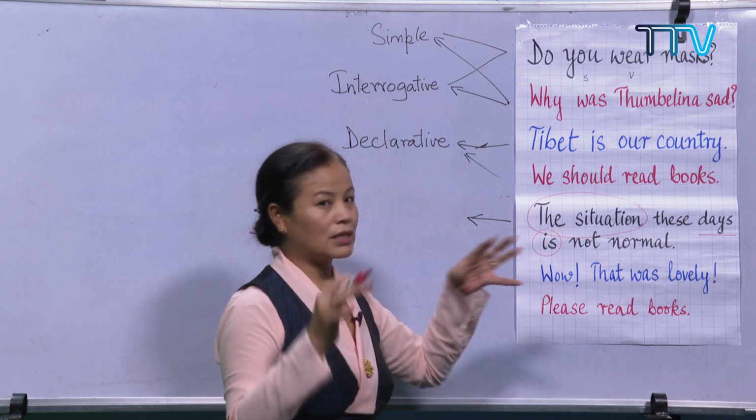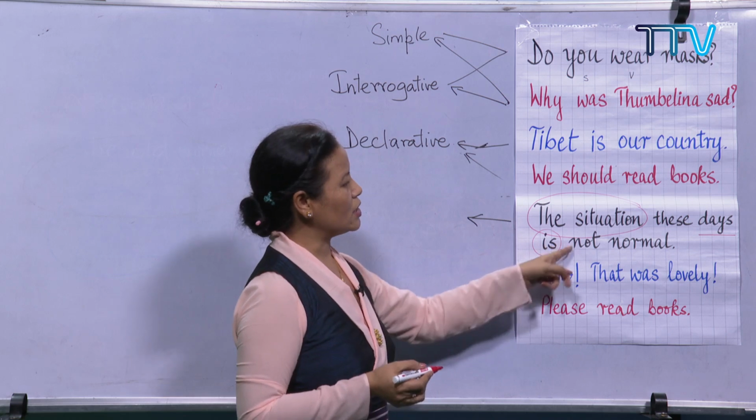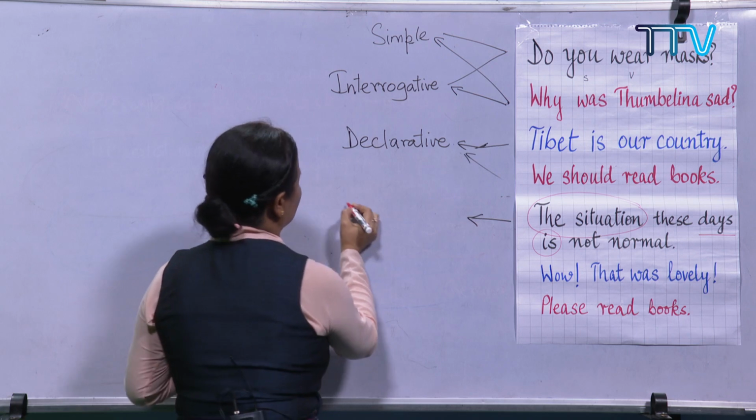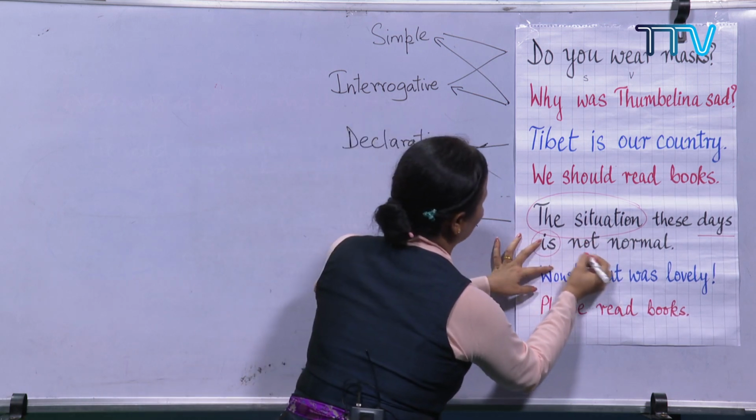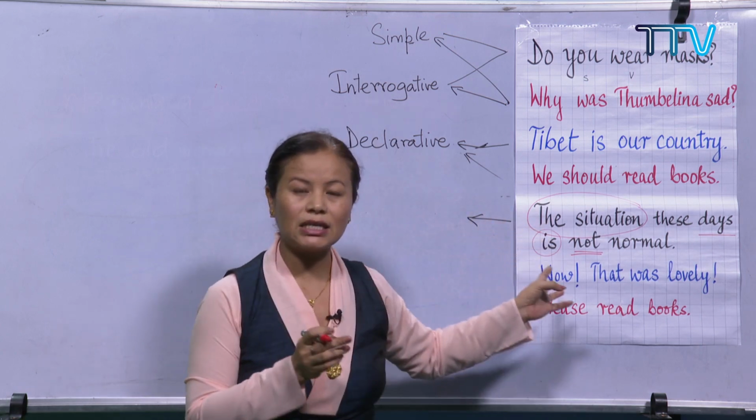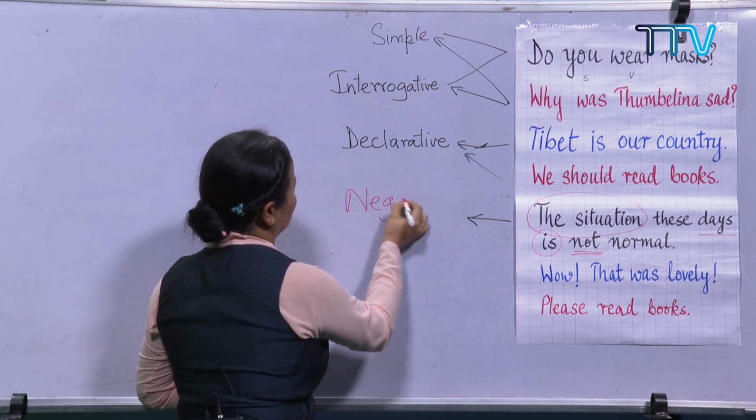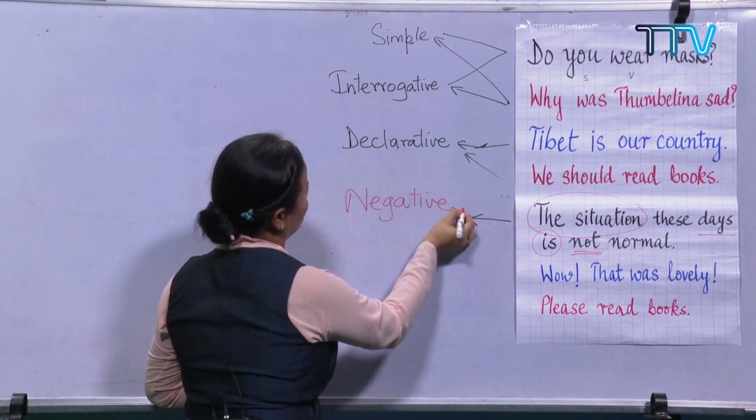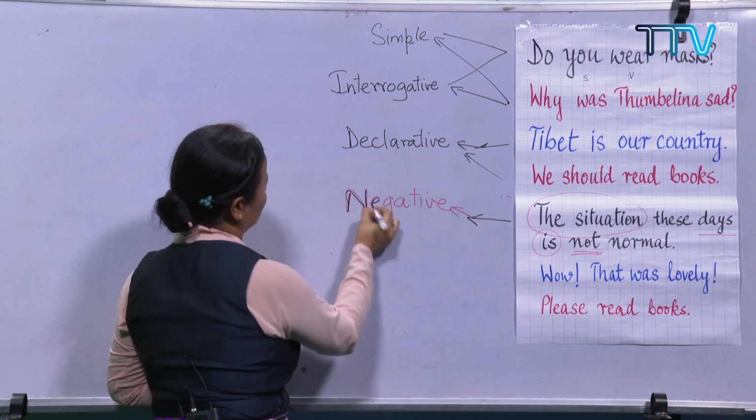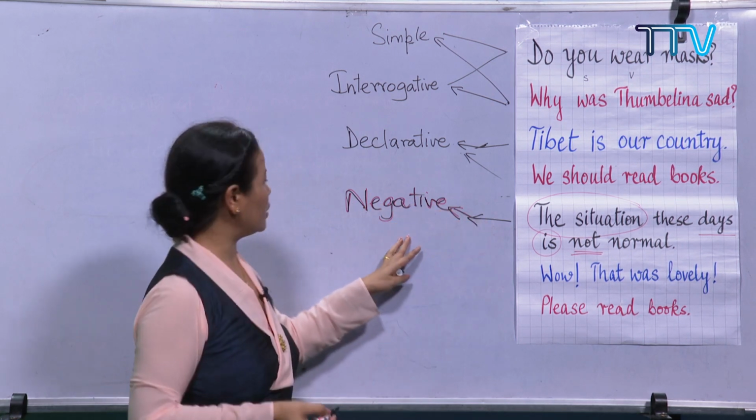Okay? I am discussing the subject verb agreement also here because that's also very important. So the situation these days is not normal. So this particular word, not, shows a negative thing. Okay, the situation these days is not normal. So negative thing. So this is a negative sentence. Okay, negative. Let me write in black. It's more clear. I think this is visible. Are you able to see this? Is it clear now? Negative.